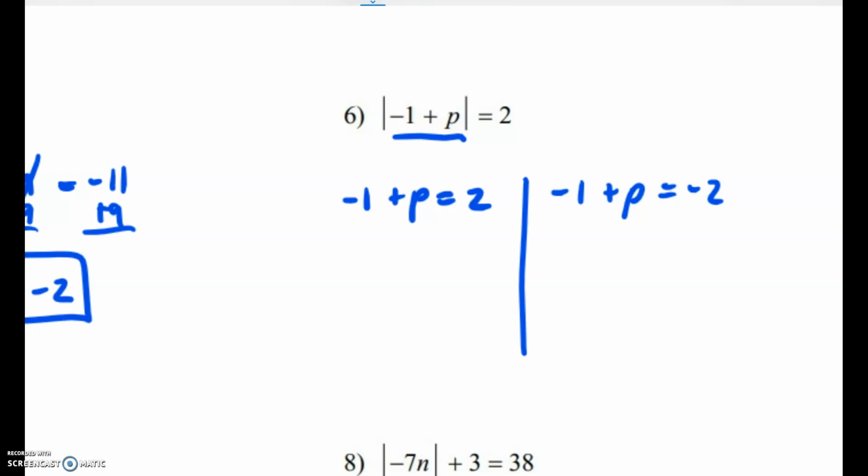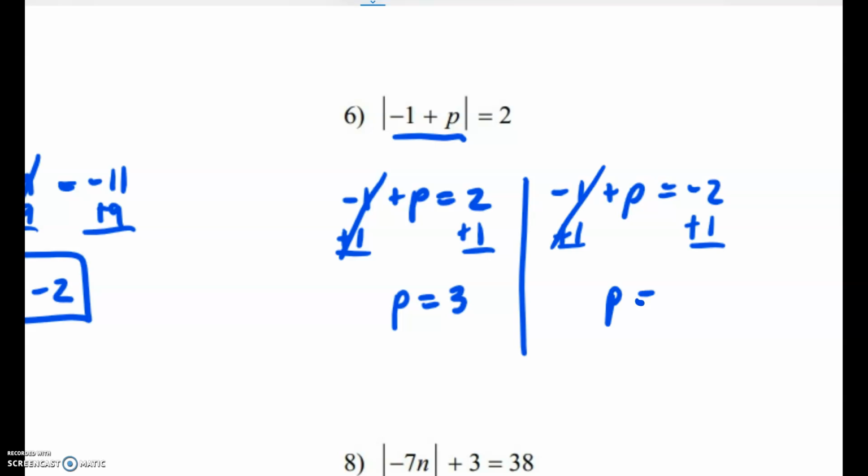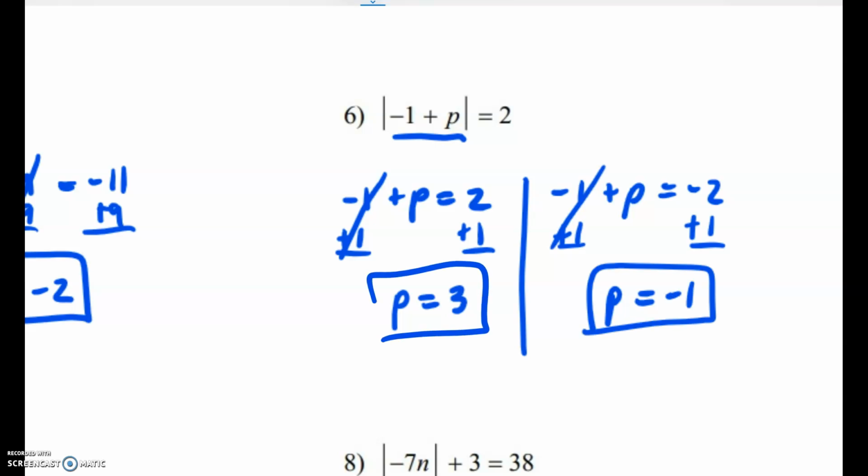Okay, I'm going to solve the one on the left. Add 1 to both sides. When I add 1 to 2, I get 3. So p equals 3. That's the solution. The second case, I'm adding 1. Add 1 to negative 2, and I get p is equal to negative 1. So these are the two solutions to that absolute value equation.